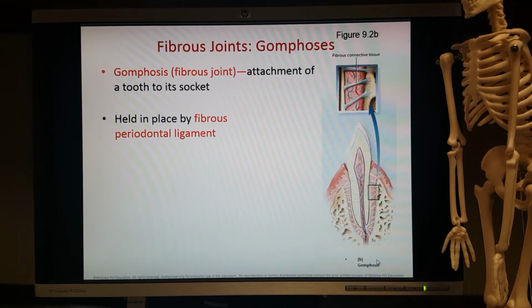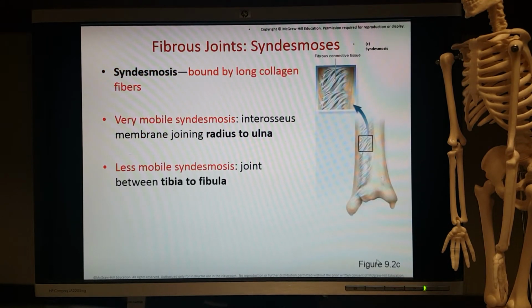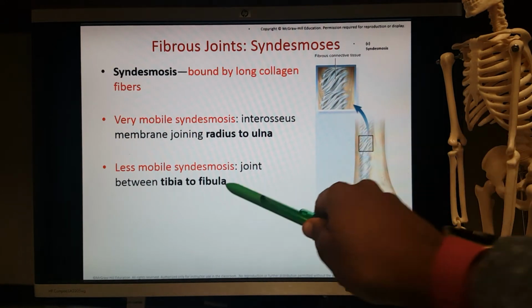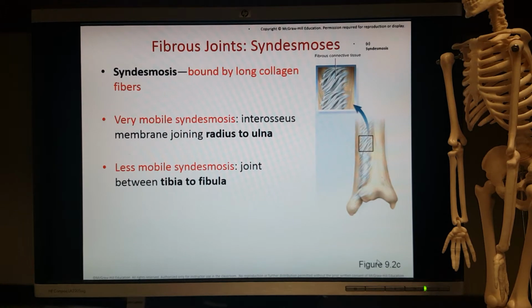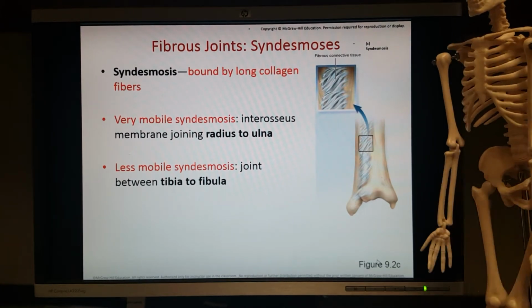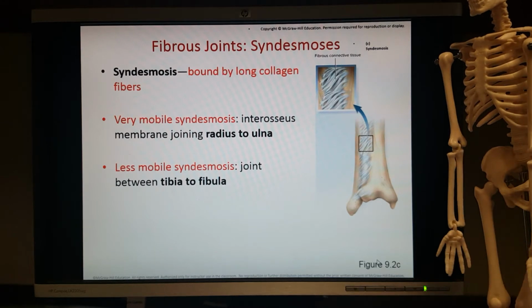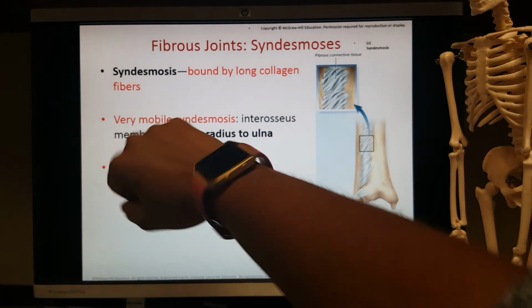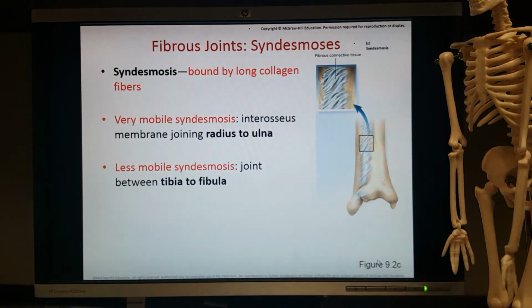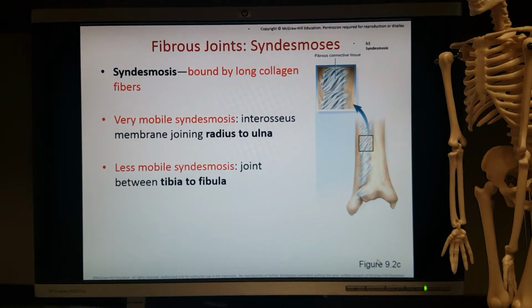The last type of fibrous joint is syndesmosis. So longer collagen fibers between the radius and ulna, as well as the tibia and fibula. These allow for these bones to rotate around each other, allowing you to have that twisting motion for your arm and a little bit on your lower leg, more so for your forearm region.